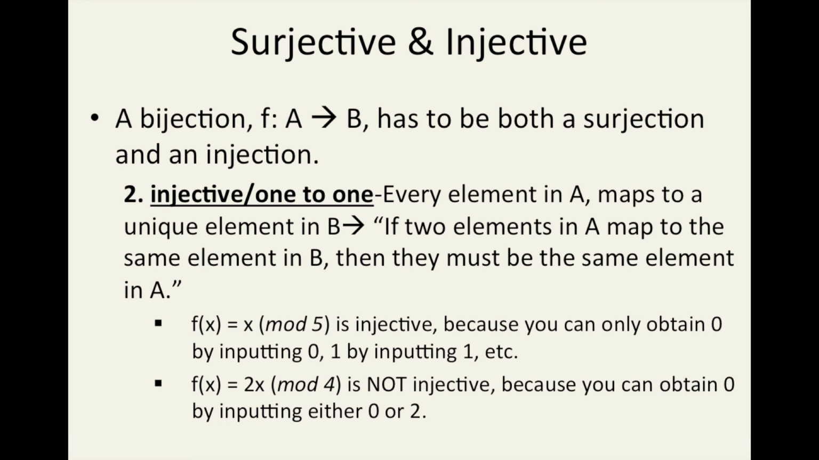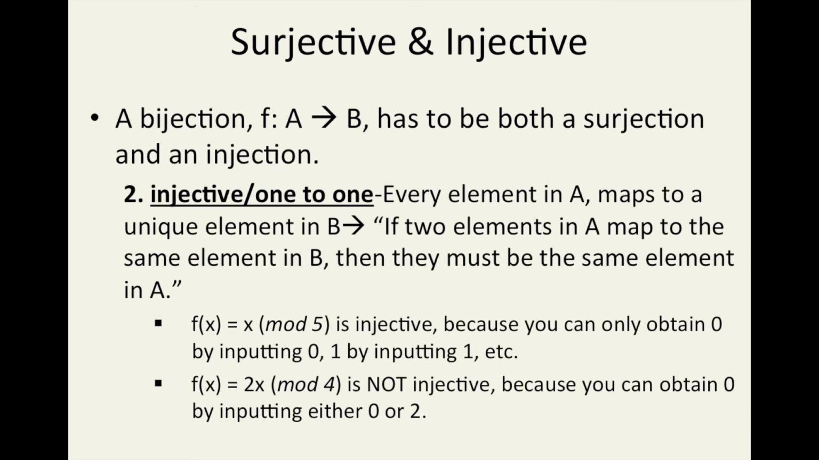Now we'll see that the same function from the last slide, f of x equals 2x mod 4, is also not injective, or one-to-one. We can see this because you'll find that multiple values of x, or multiple values in your domain, can map to the same exact value in your range. For example, for the value 2 in the range, you can obtain 2 by inputting either 1 or 3. And the same goes for 0: you can have two different numbers in the domain, specifically 0 or 2, that will give you the number 0 if you plug them into f of x equals 2x mod 4.